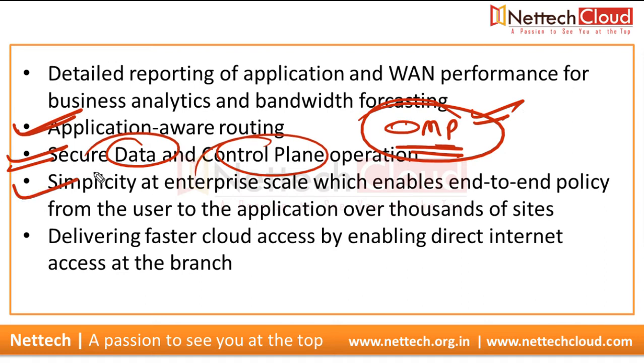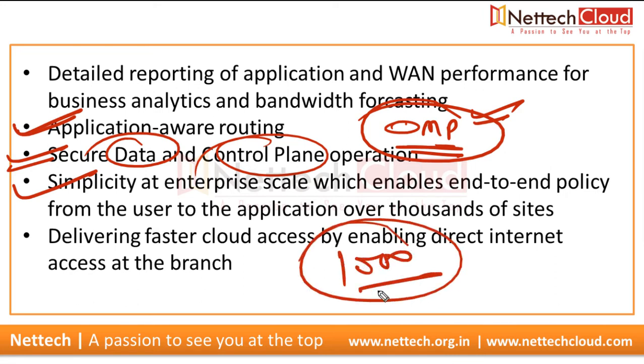Simplicity at enterprise scale, which enables end-to-end policy from the user to the application over thousands of sites. So even if you have 1,000 sites and you want to create the same policy for all 1,000 sites, very easily you can do that, right? From the centralized management server, create the policy. Once it is done, push it either to the vSmart in case of centralized policy, or in case of localized policy, directly to the WAN edge devices or a group of WAN edge devices. You can push it down to all WAN edge devices, to all the sites.